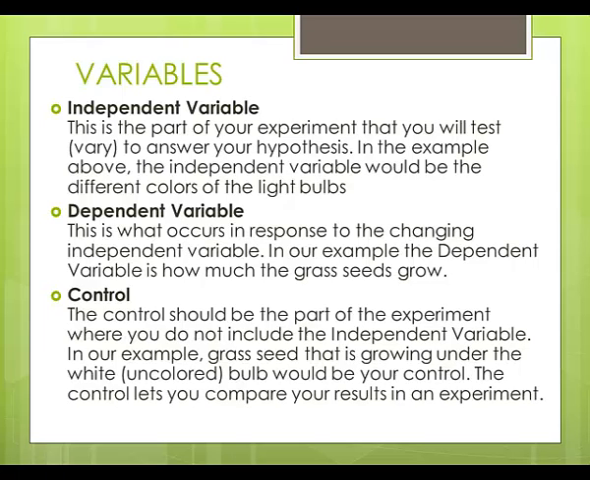The grass is going to grow or it's not. So that's our dependent variable. It's dependent upon the color of the light. And then we have a control, which is a constant. A lot of times in an experiment the control is water. In this example we're using white light, an uncolored bulb. That's our control because then we have something to compare our results to.